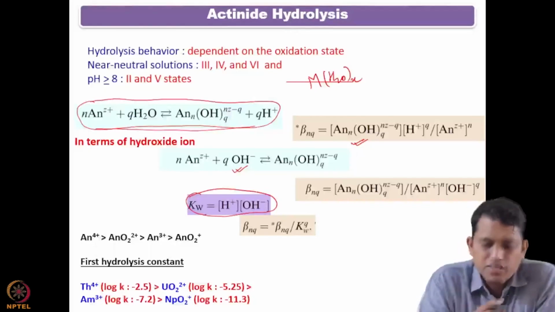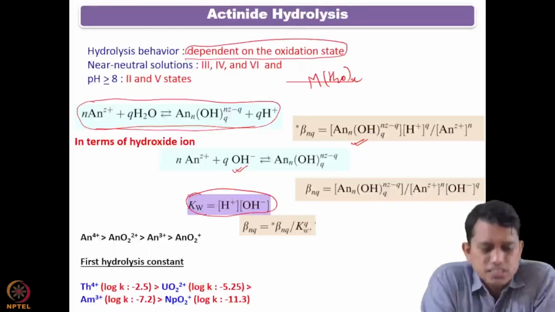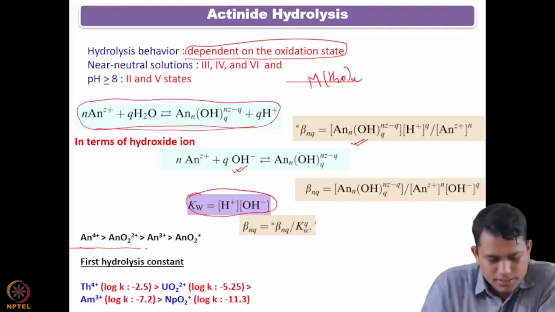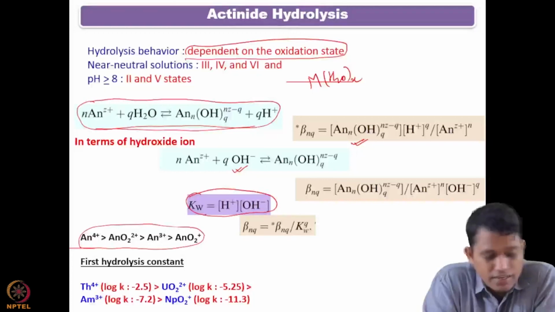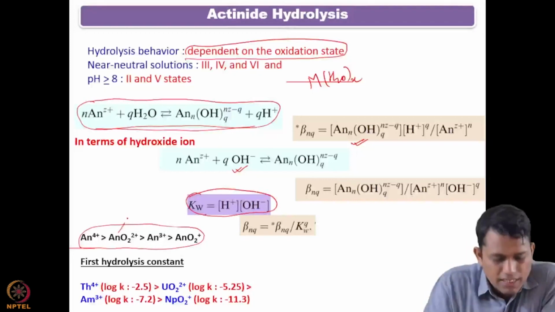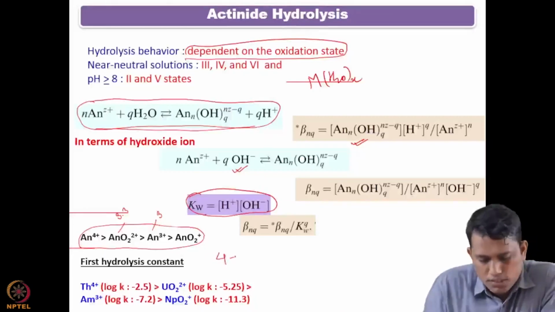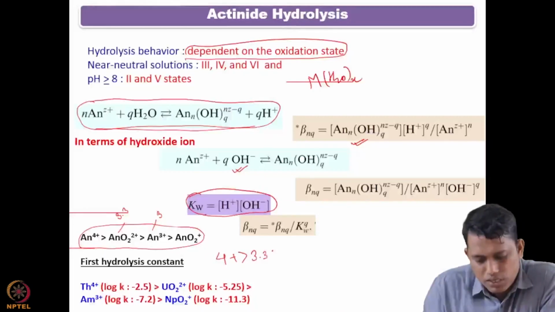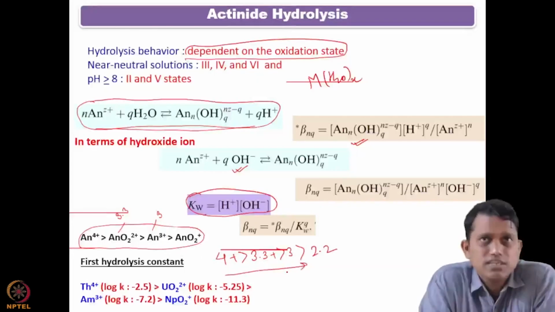In general, as we have written, it is dependent on the oxidation state of the metal ion. And when we say oxidation state, the trend I have given is this: it is most prominent for the tetravalent, followed by the hexavalent, trivalent, and the pentavalent. And keep in mind that when I say hexavalent, I assume a charge of 3.3 and it is 3. So you can see there is a good decrease. You start with 4 plus and then you have a charge of 3.3, then 3, and then 2.2. So it is perfectly going with the charge on the central metal ion.